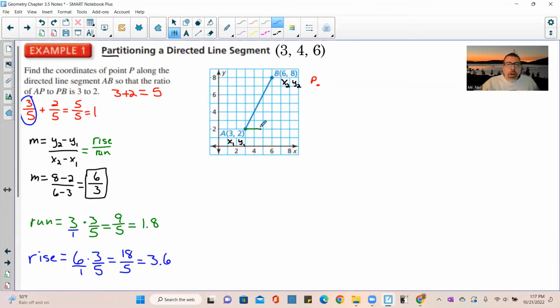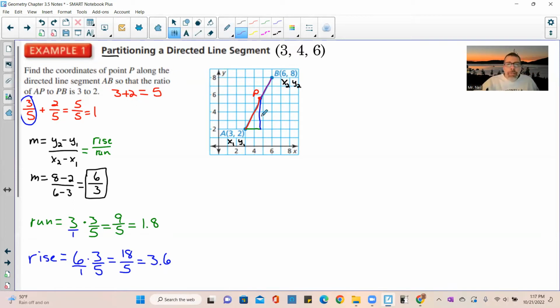That means I go up 1, 2, 3.6, and I should be on the line. And that is where my P will end up. I'm going to put that right there. It went behind, so let me put it on top there. What that means is this distance is 3/5 of the whole distance, and this piece is 2/5. Okay, so the ratio is 3 to 2.